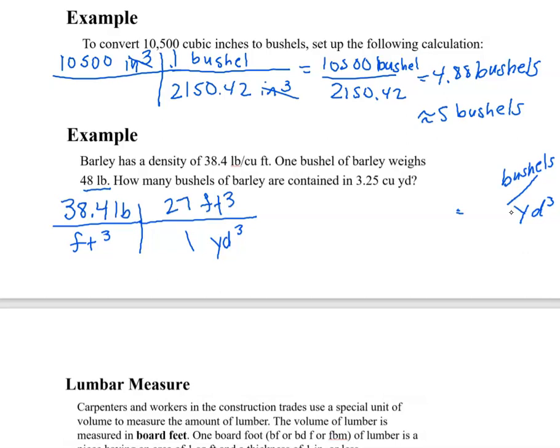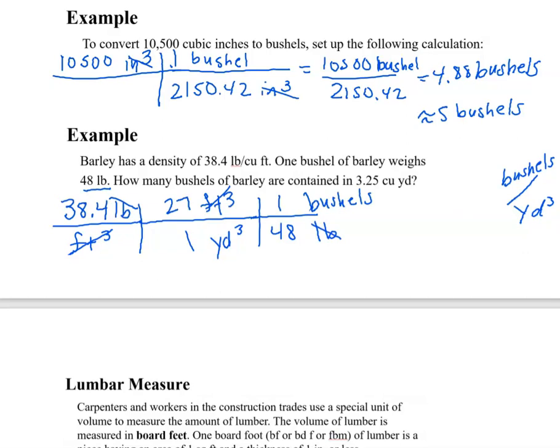Now I need my pounds to turn into bushels. So we need pounds on the bottom and we need bushels on the top. And it says 1 bushel of barley weighs 48 pounds. So 1 bushel is 48 pounds. And that should get us there because this pounds is going to cancel out with this pounds.